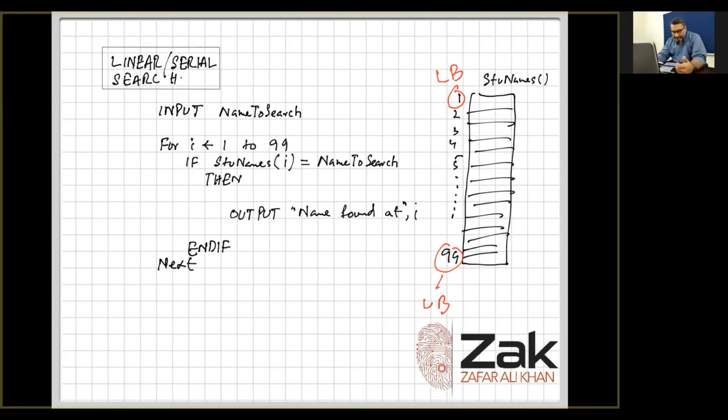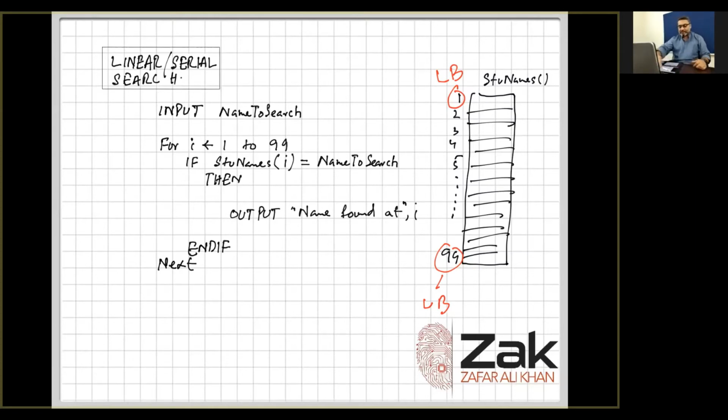Now, this is very simple. Before the loop starts, the system will ask you which name you would like to search for. So you enter the name, that name will be captured in name to search, and then the system will look into the first index to see if the name that you want to search for is present there. If it is, then it will output name found at I. If it is not, this condition will not work. Next will send the control back to for. Now I will become 2 and student name 2 will be checked for the value that you have entered. If it is there, it says it is there. Otherwise it goes on and on, and all 1 to 99 array locations will be searched.